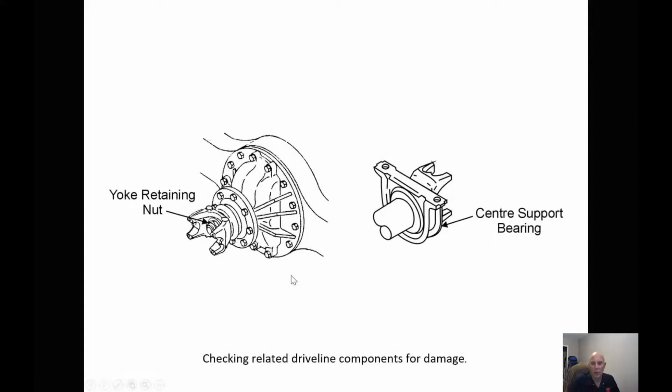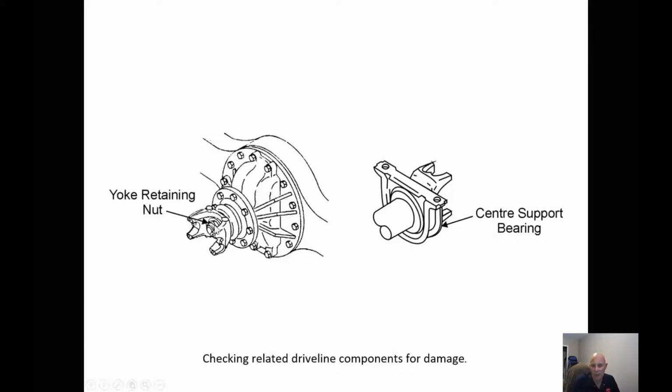We want to check other components, for instance, the steady bearing. We can push up and down on the steady bearing and see how much movement we get in the rubber. We also want to check at the back on the differential and also on the transmission how much up and down movement we get.